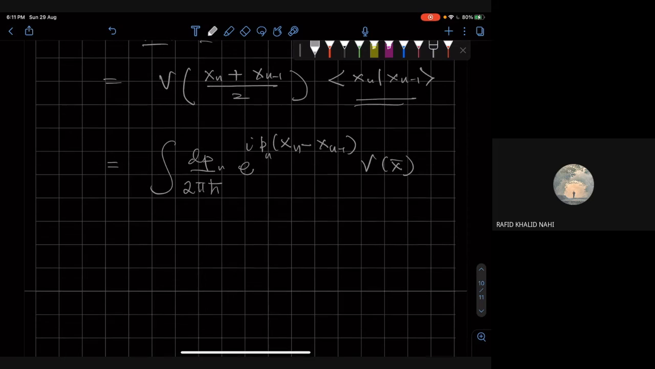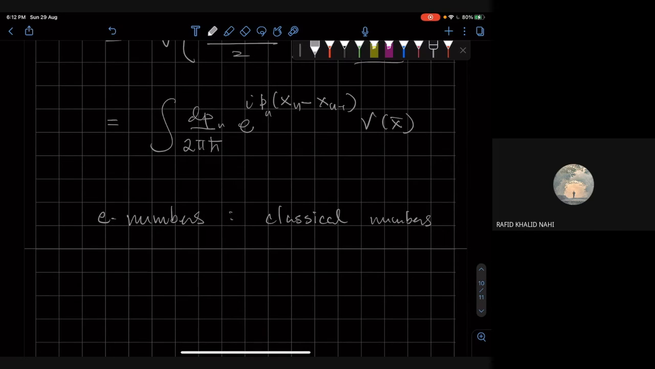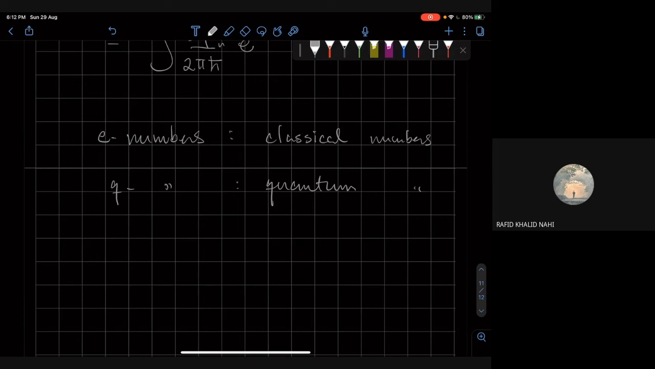Operators are also called Q numbers. C numbers is what physicists use to say classical numbers, things which are not quantum mechanical. And operators, sometimes physicists call Q numbers, because they are quantum numbers. Okay? It's a kind of weird terminology.